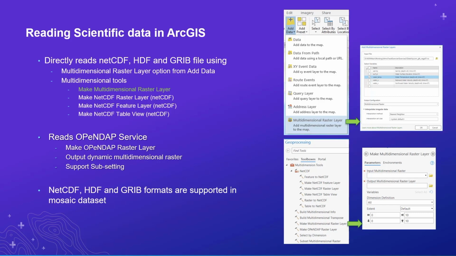One of the new ones is Make Multidimensional Raster Layer, and we recommend you use this tool to read netCDF, GRIB and HDF. But you also have the Make netCDF Raster Layer tool and the Make netCDF Feature Layer and Table View tool to read raster from a netCDF file or discrete geometries or table. You can also read OpenDepth service using the Make OpenDepth Raster Layer tool. You can specify a subsetting and it will create a dynamic multidimensional raster layer.